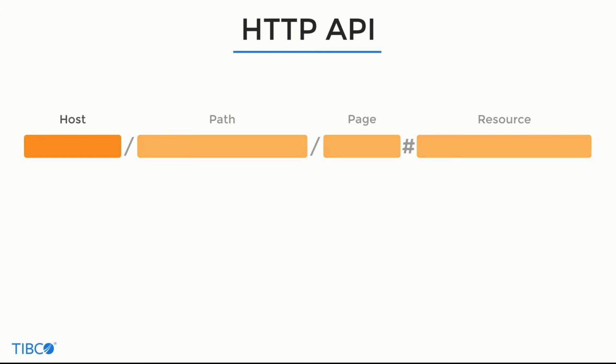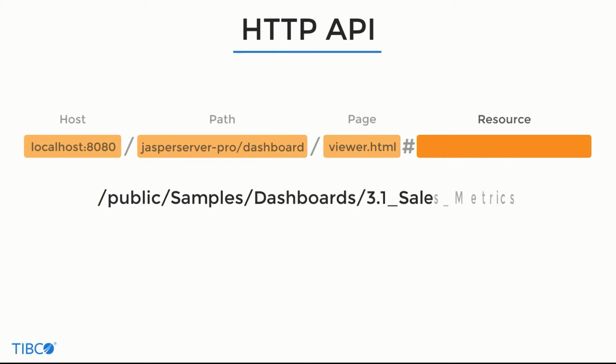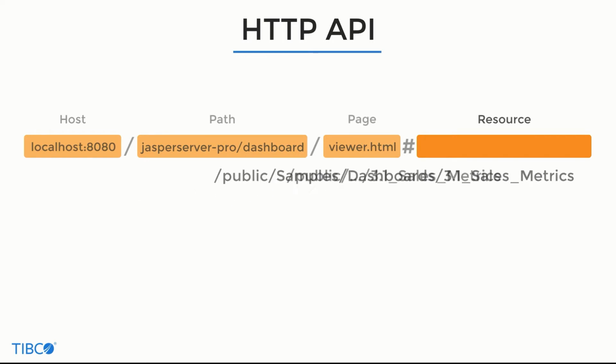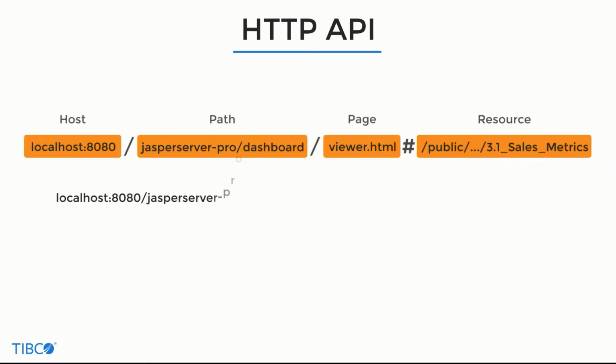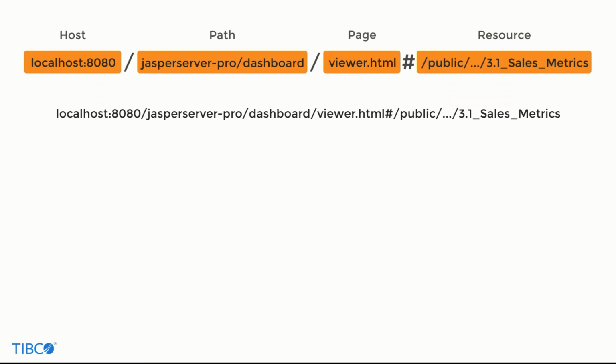I have my JasperReports Server running locally on this machine, so I'll set it to localhost port 8080. Next is the server path where the web page is stored. This is going to be under jasperserverpro/dashboard. Lastly, the page I want is going to be named viewer.html. All that's left is to specify the resource I want to access, which is simply its path in the repository, found by examining the properties of it in the server's interface. For the Sales Metrics dashboard, that's going to be public/samples/dashboards/3.1salesmetrics. When we assemble these smaller parts into the URL, it should look like this, with a pound or hash symbol delimiting the resource path.